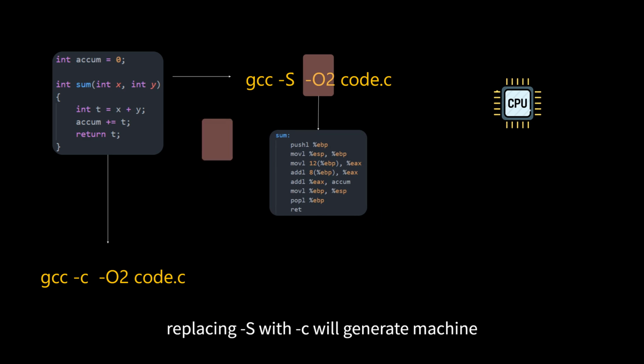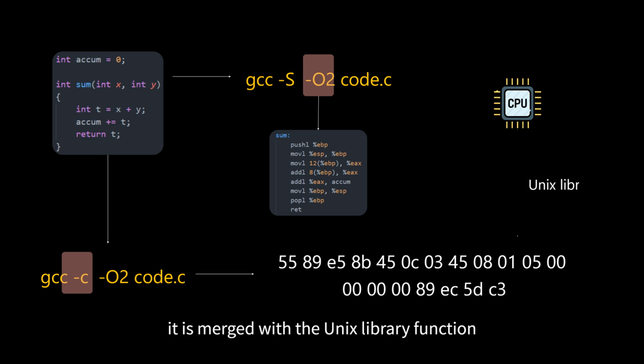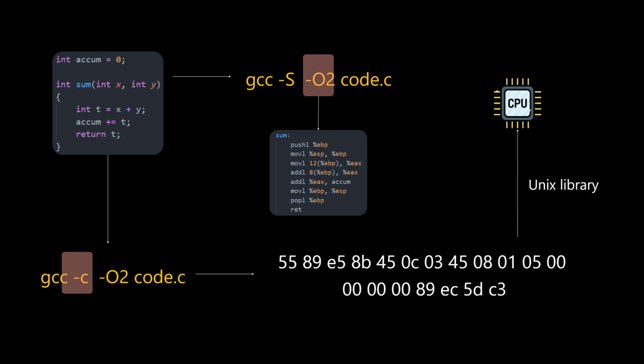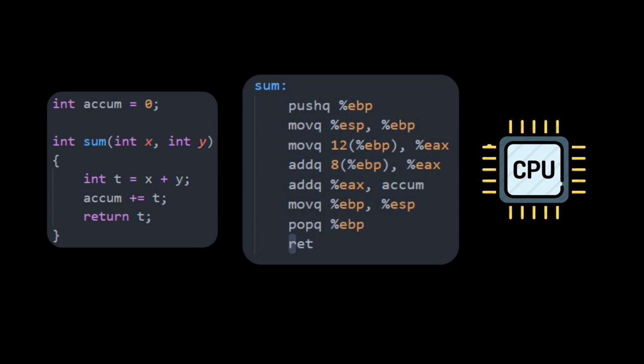-O2 is just an optimization parameter. Just ignore it. Then, replacing -S with -c will generate machine code. Finally, it is merged with Unix library function code, and fed to the CPU for execution. Today we use assembly to understand the stack of C programs at runtime.